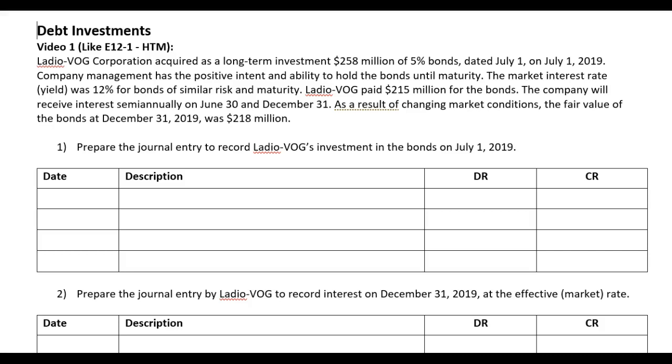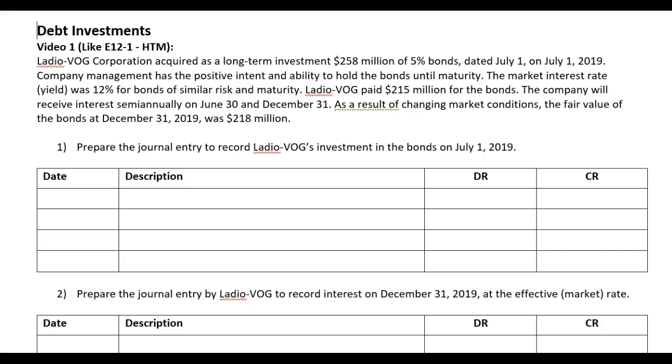The market interest rate yield was 12% for bonds of similar risk and maturity. So notice there's two rates that are associated with bonds. We've got the 5% rate, that's known as the stated rate. That's the amount of cash the bond will pay every year regardless of the market rate. The market rate, also known as the effective rate, is 12%.